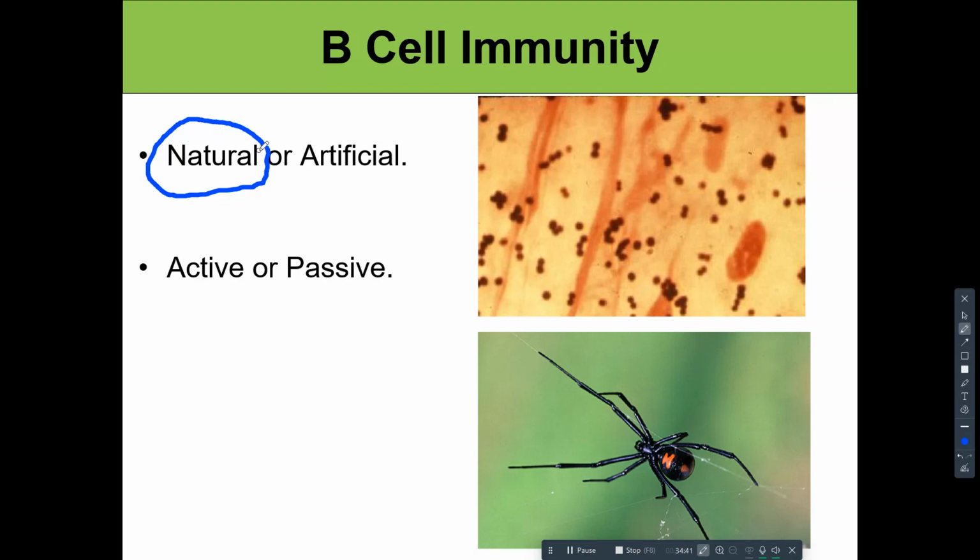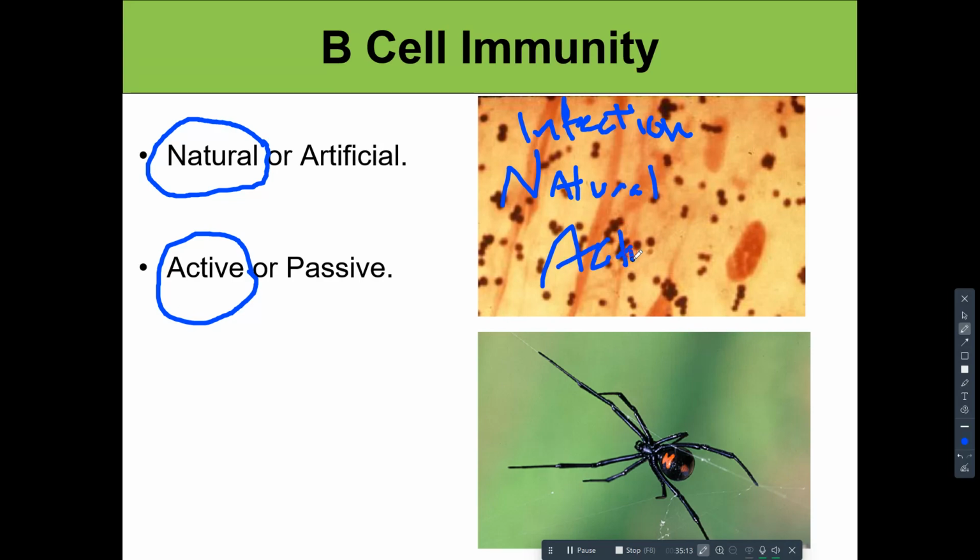And then if that person, in response to the infection, made antibodies and their own memory cells, that sounds very active to me. So if you get an infection and you make memory cells and antibodies in response to it, that is an example of natural, I should probably spell natural correctly there, natural active immunity. Okay, that was scenario number 1. Let's do scenario number 2.